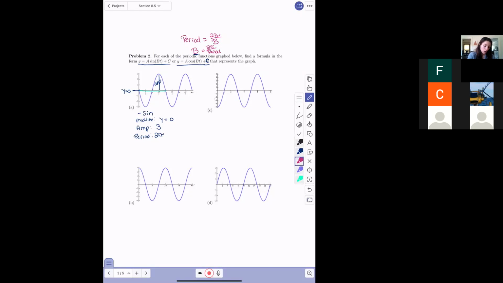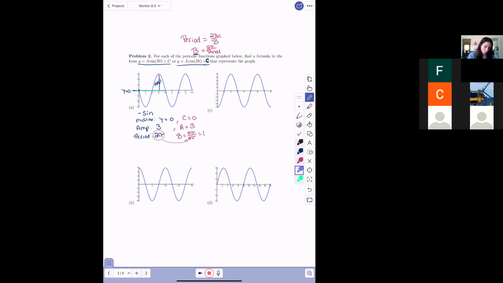Now, our midline tells us that C is equal to 0. A is equal to the amplitude, which is 3. And B is equal to 2 pi divided by the period, which is 2 pi. 2 pi divided by 2 pi is 1. So now we can construct our formula.